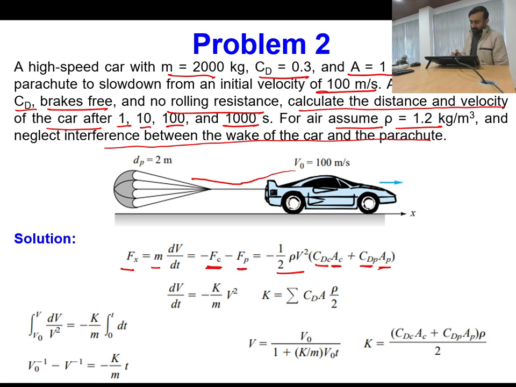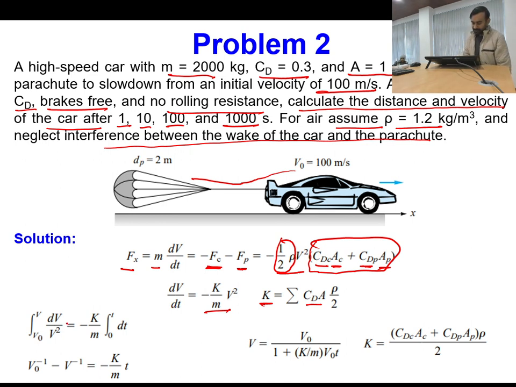Now from here, what I have done, this combination of CD into A into rho by 2 means this value, and the sum of these CD into A, I have written as some constant K. So from here I can write that dV by dt equals minus K by M into V squared. Fine. Now, if I need to find what will be the velocity after some time, then of course I need to integrate this equation.